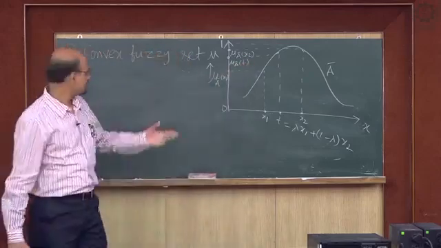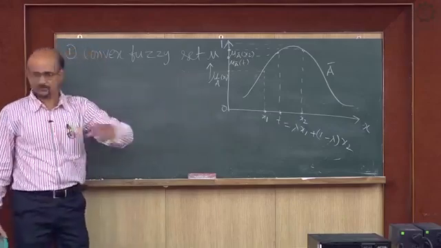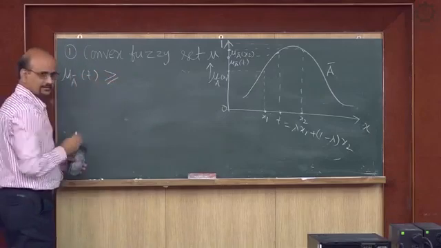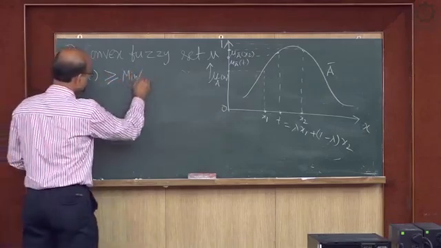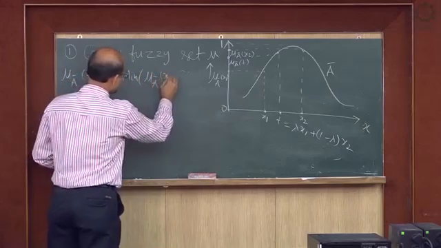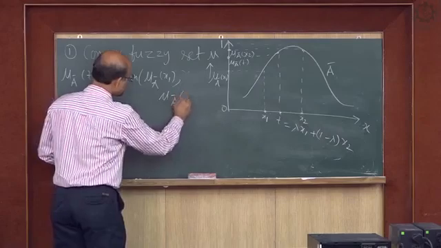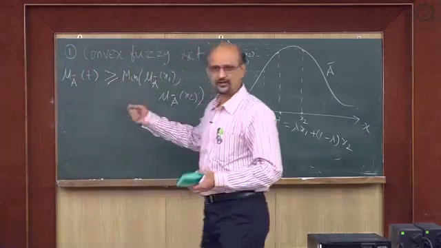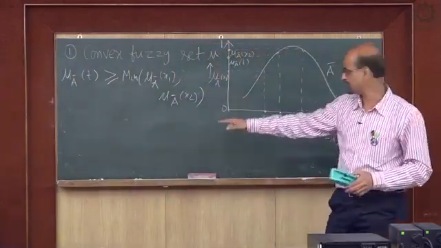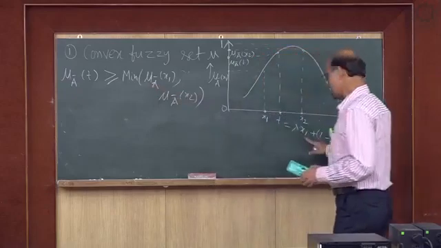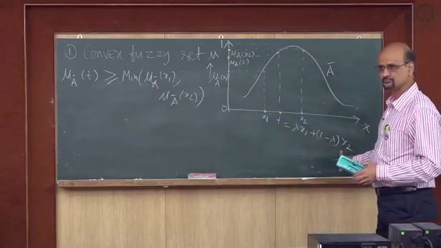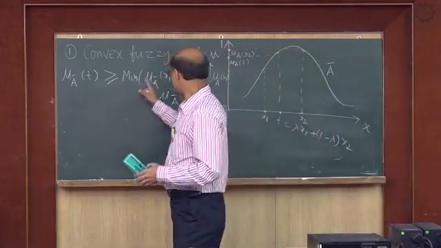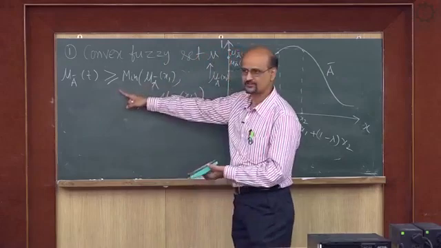Now, you see the condition that I had given: mu A bar of t should be greater than or equal to the minimum of mu A bar x1 and mu A bar x2. This is satisfied because the minimum value of lambda is 0 and the maximum value of lambda is 1. Let us put lambda equal to 0 here. What we will get is x2, so mu A bar x2, which is equal to the minimum of this; equality is also there.